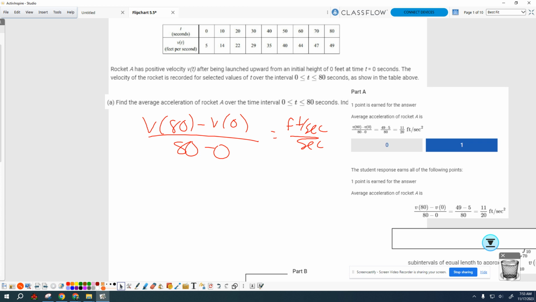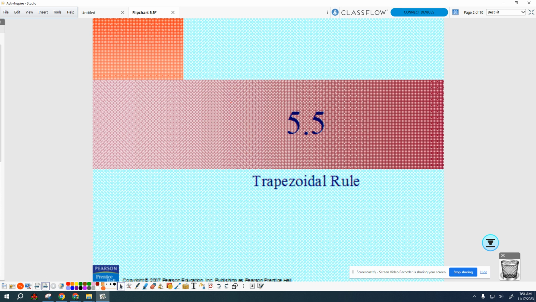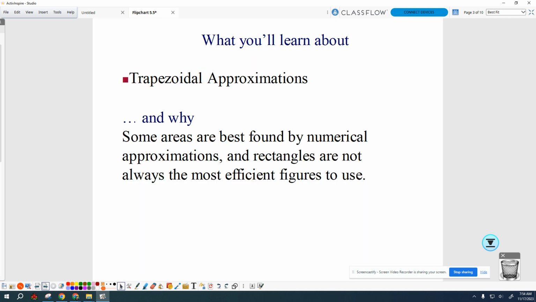This is just one point on the AP grading: to do the numbers and get the units with it. All right, so I'm going out of order. This is 5.5 instead of the others. It's just doing areas of trapezoid. It's no big deal.